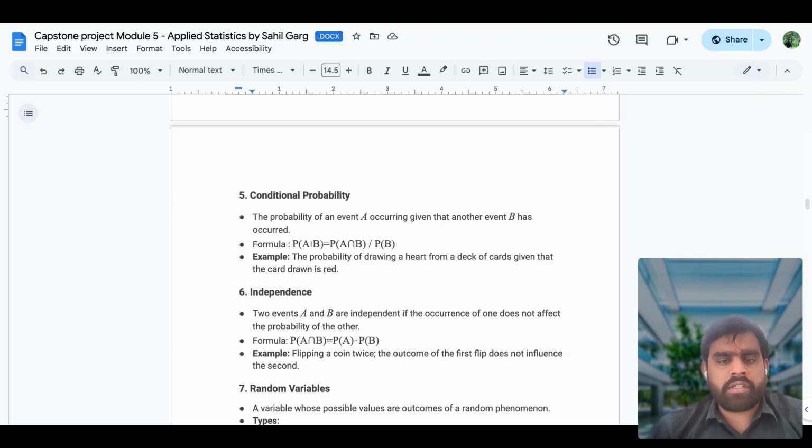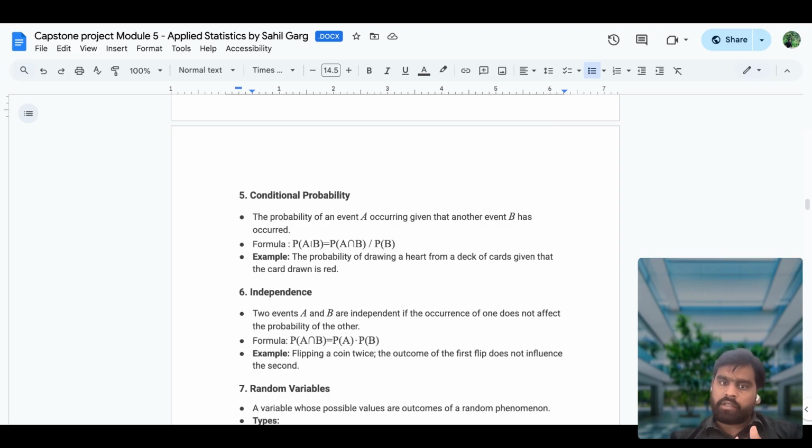The formula for this is P(A|B) equals P of A intersection B divided by the probability of B. Here, P of A given B is the probability of A happening if B has already occurred.